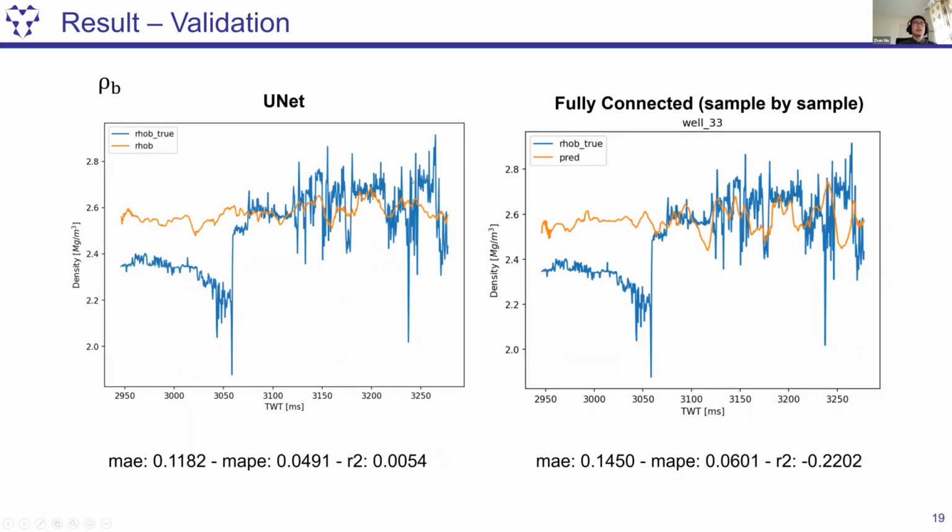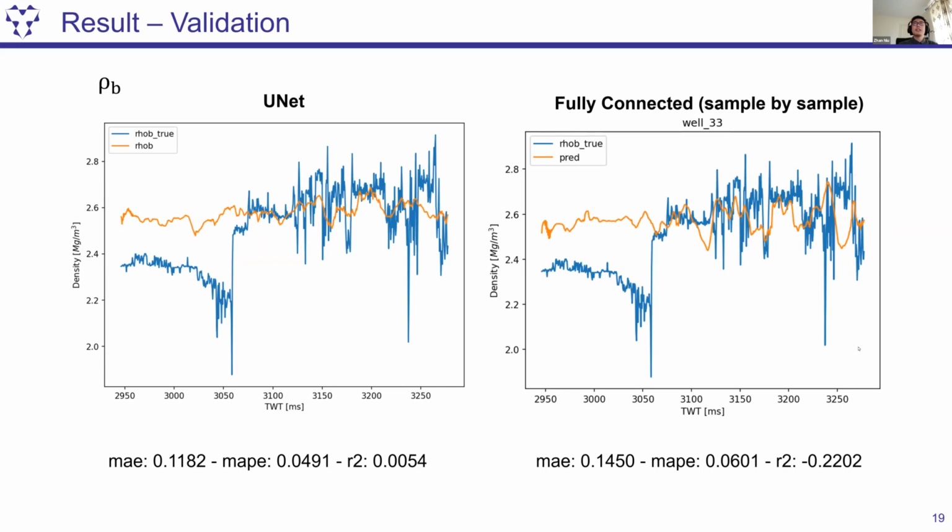The results for the bulk density are relatively poor. But still, we can see that the UNet outperformed the fully connected model. Here we have R2 close to 0. 0 in R2 means you're predicting the mean. So we did a little bit better than predicting the mean. But the fully connected example is actually worse than predicting the mean.